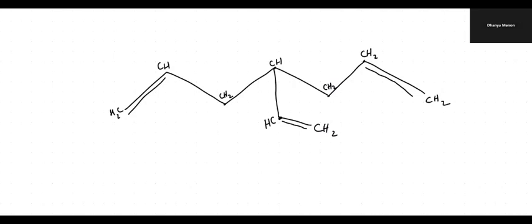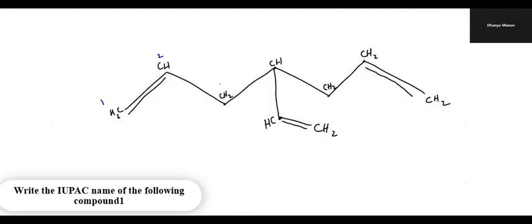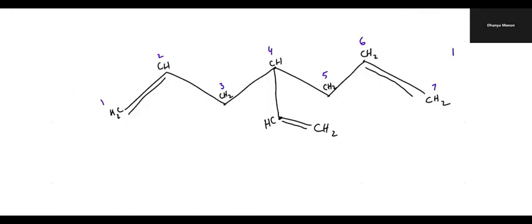Next is the numbering. So numbering, if I number from here, 1, 2, 3, 4, 5, 6, 7. Yes, so double bonds are getting the first position and the 6th position. There is no other way to number to include all the double bonds. So numbering is done in such a way, take the longest chain that include most of the double bonds. So it's not possible to include all the 3 double bonds.